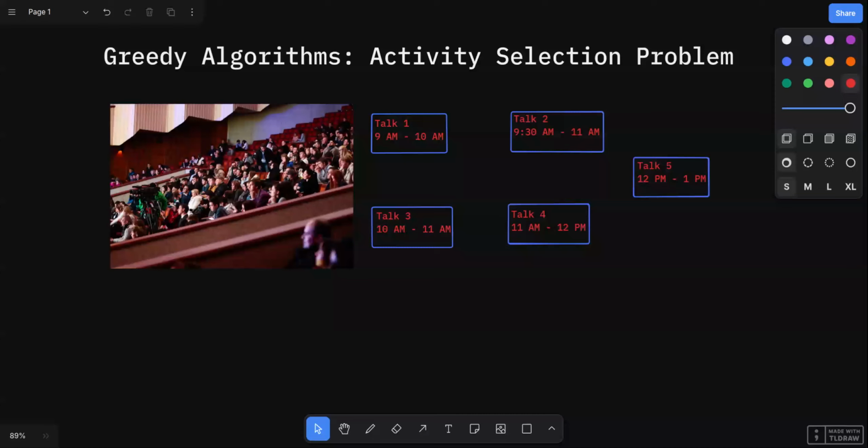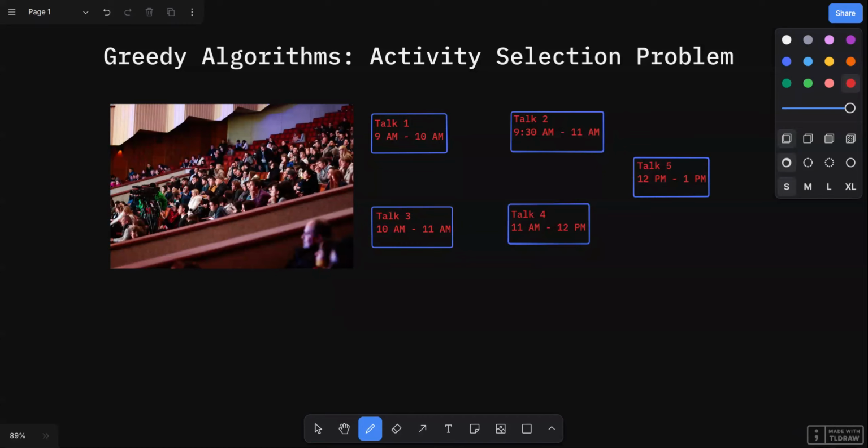To help understand the common problem solving patterns in greedy algorithms, we're going to start with the activity selection problem. Imagine that you are attending a conference and there are multiple talks happening throughout the day. You want to make sure that you attend the maximum number of talks without overlapping times. Each talk has a specific start and end time, and you can only be at one talk at a time. That is the activity selection problem.